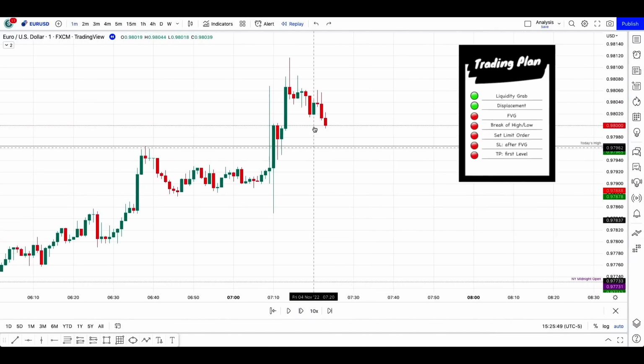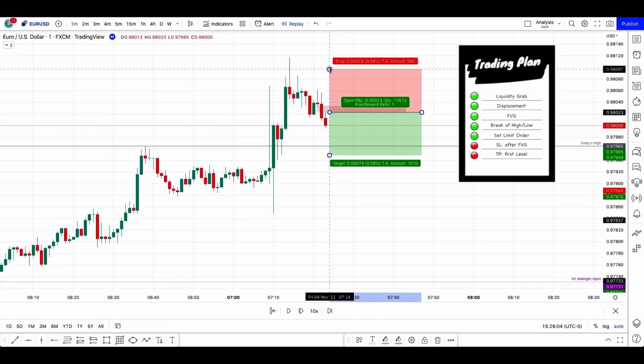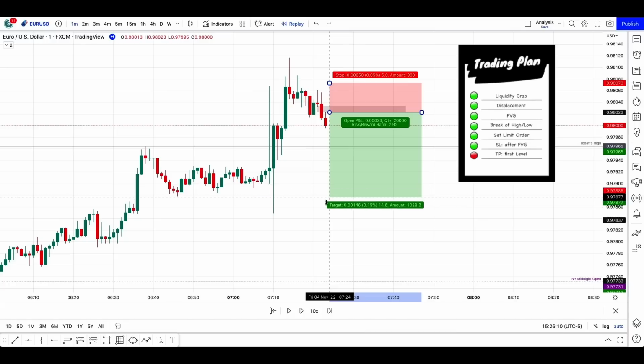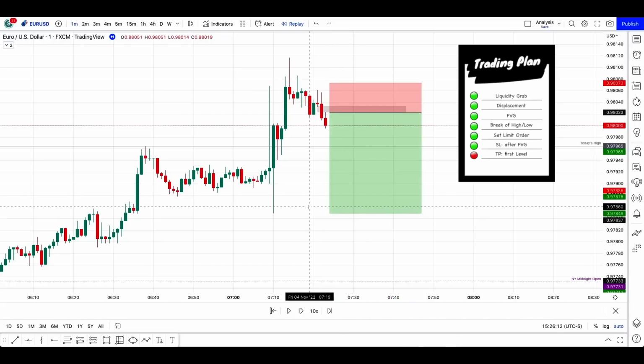Alright, so we have this small low right there. We took out the liquidity that was residing above 2 days high, and we have this small fair value gap. So I'll just go there, put my order. We have to cover this high. 4 is a little bit too low, I think. I'll go with 5 pips and then just go for the first level, which is here 3.5.